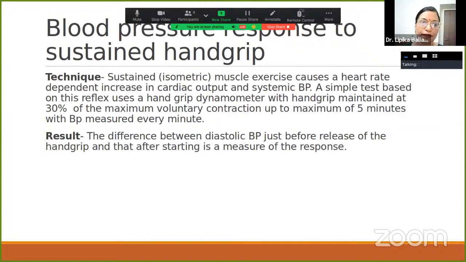Blood pressure is measured every minute, up to a maximum of 5 minutes. The result is seen as the difference between the diastolic blood pressure just before the release of the hand grip and that at the start of the measurement.